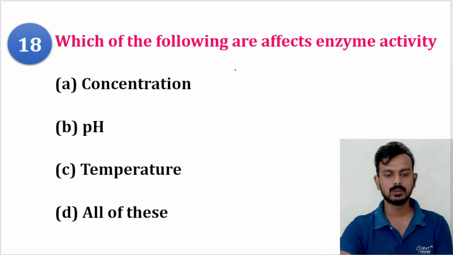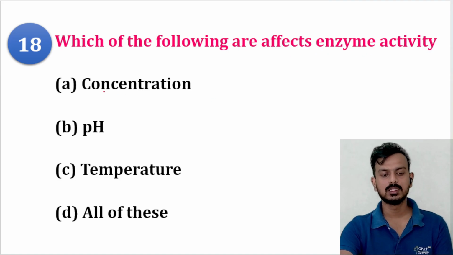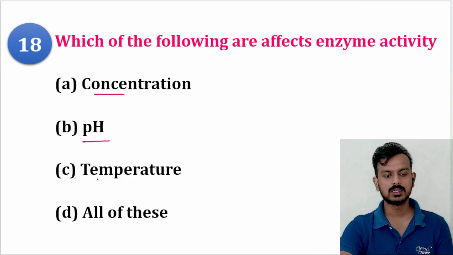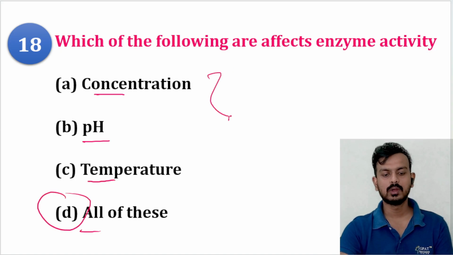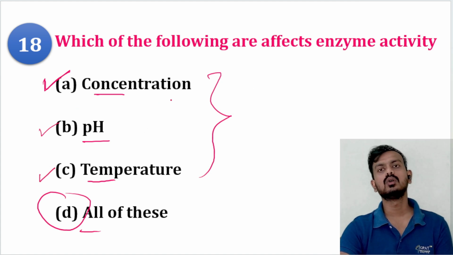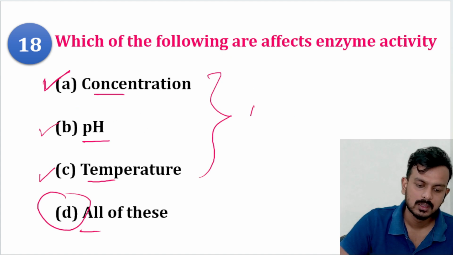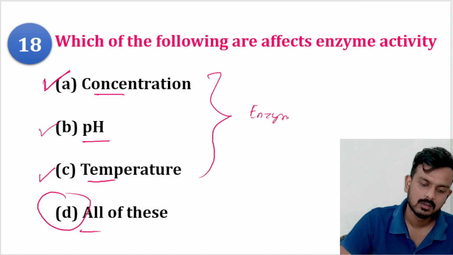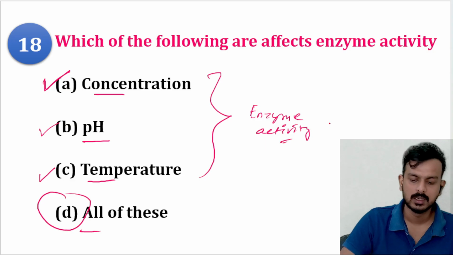Next question. Which of the following affects the enzyme activity? Concentration, pH, temperature, or all of these. Very, very important question. The answer is all of them. Your concentration of the substrate, concentration of the product, then pH of the medium, and temperature. All these factors will affect the enzyme activity.